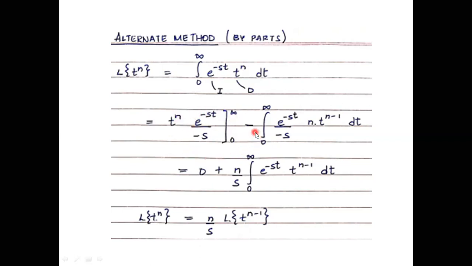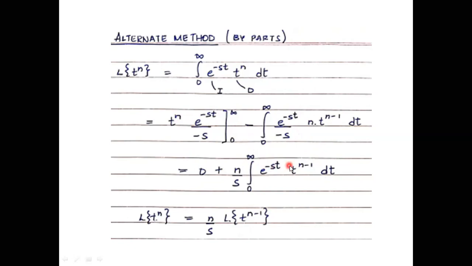And moving on to the second term, minus into minus is plus. When you take this constant term n by s outside, you are left with integral 0 to infinity e power minus st t power n minus 1 dt, which is nothing but the Laplace transform of t power n minus 1.